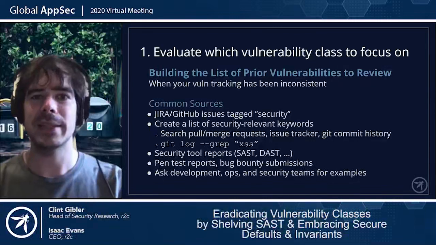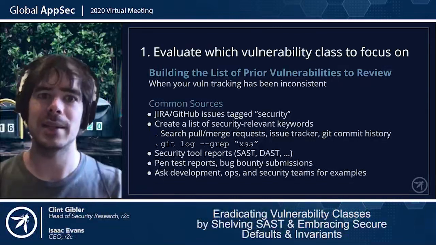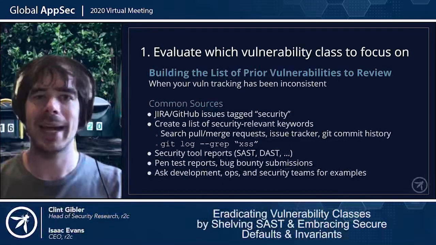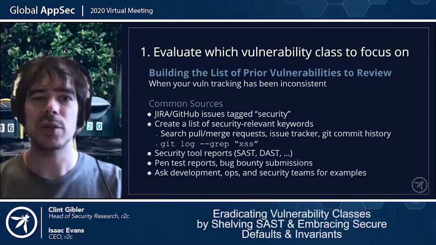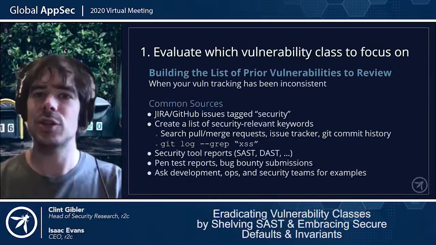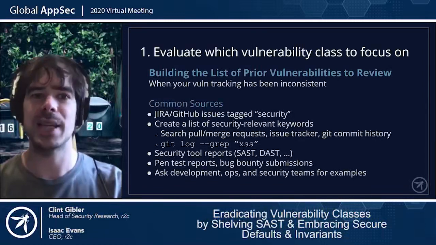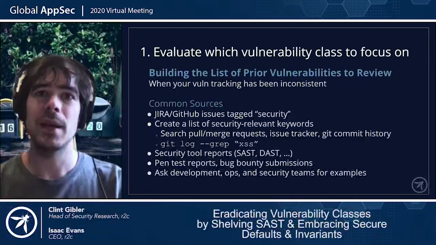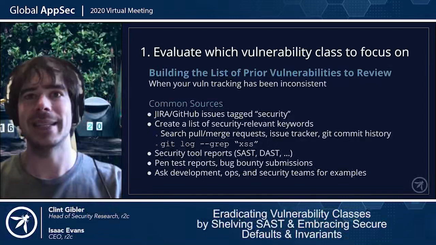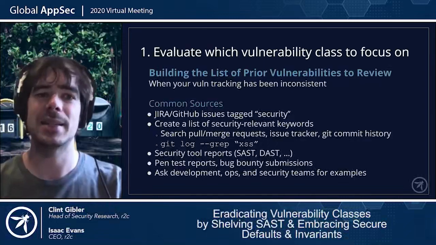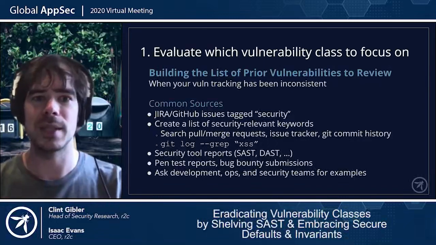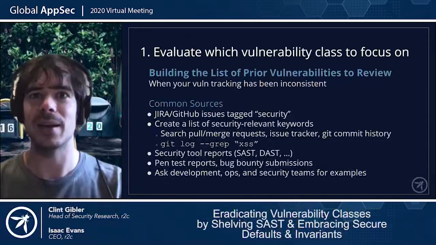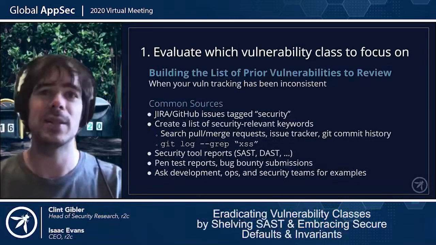You can also create a list of security-relevant keywords, such as vulnerability, XSS, SQL injection, security, hack, or something like that, and then search every pull request and issue in Git commit history for those keywords. You can use git log and then pass in one of the keywords, for example. If you use security tools such as SAST and DAST, this is another great source, as are pen test reports, bug bounty submissions, or even just asking development and ops teams or other security teams, hey, what sort of issues have we had in the past? Can you point me to anything?